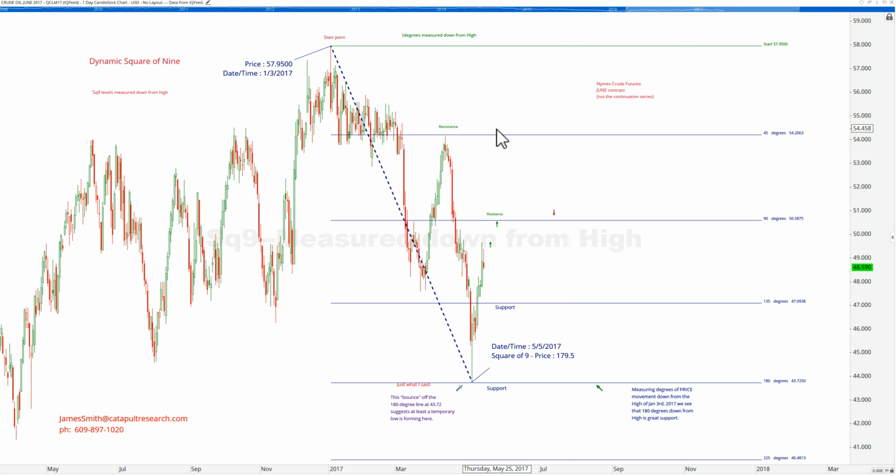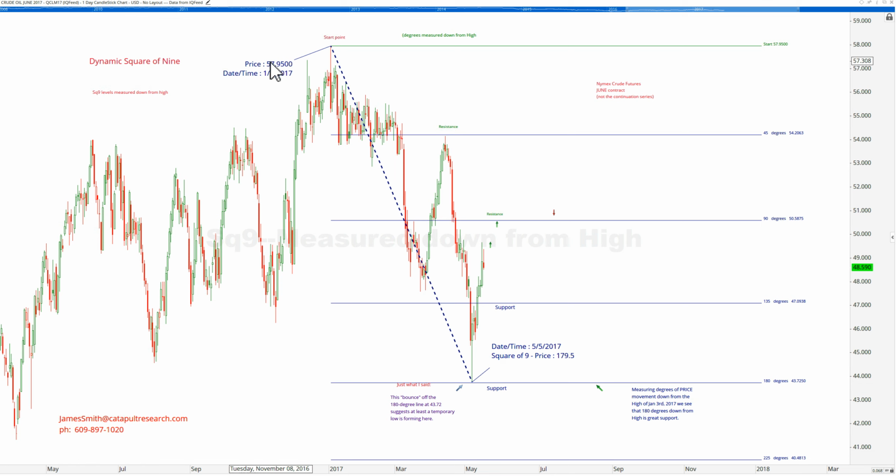Okay, today we're looking at NYMEX crude futures, the June contract, and we're going to talk about the square of 9. The dynamic square of 9 is different from the static square of 9 in that we measure from highs and lows rather than from the center of the square.